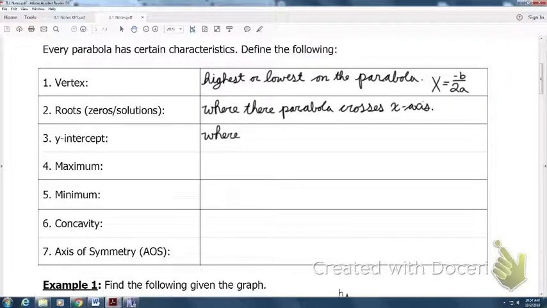Hopefully the y-intercept is pretty self-explanatory. That is where the parabola crosses the y-axis. And that is going to be the c value. Again, we'll talk about where we get the a, the b, the c value here in a little bit.